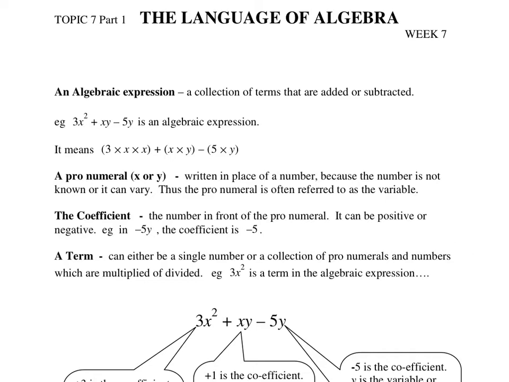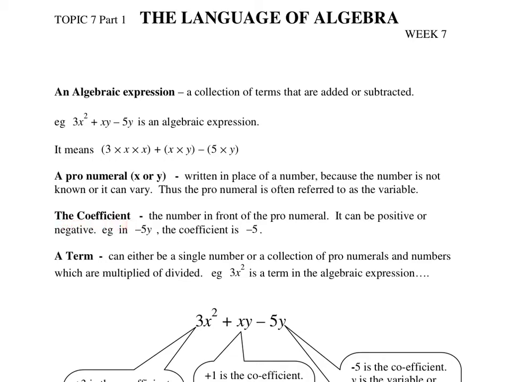Now, the x and the y are known as pronumerals. They are written in place of a number because the number is not known, or maybe it can vary. That's why the pronumeral can often be referred to also as a variable.